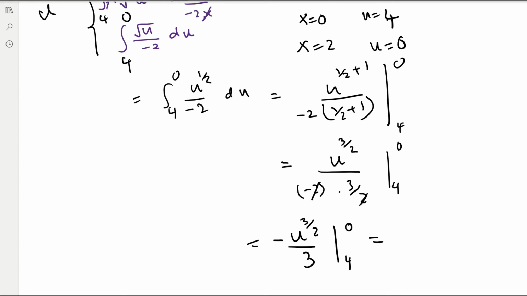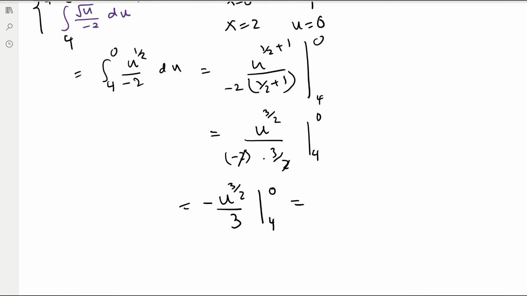Now what you need to do is you substitute 0 and you substitute 4 for u and subtract. So if you substitute 0 for u, it's minus 0 to the power 3 over 2, over 3. Now subtract by what you get by substituting 4. So it's minus 4 to the power 3 over 2, over 3.